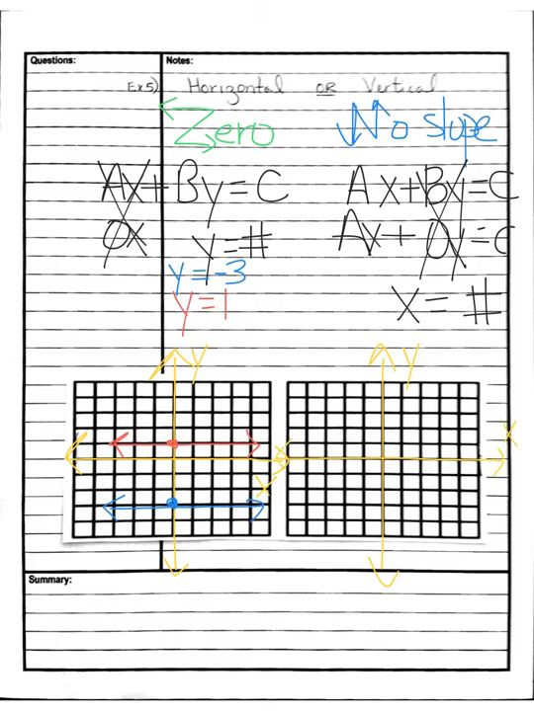One example might be x equals 4. How would we graph this? We'd go over on the x-axis to 4, plot the dot, and you have a vertical line. You have a no slope.